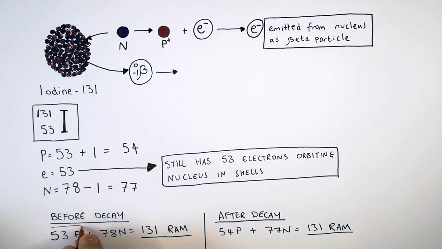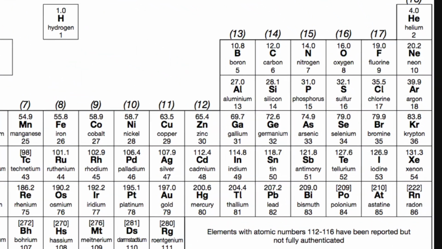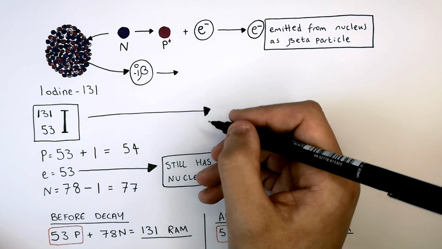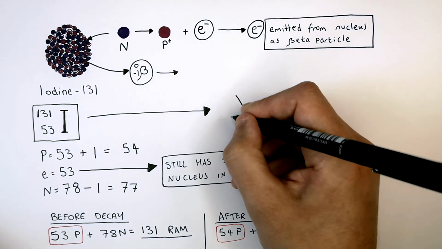So remember, iodine had 53 protons. We now have an element with 54 protons. The element on the periodic table with 54 protons is xenon. So what is the relative atomic mass and the atomic number of xenon?